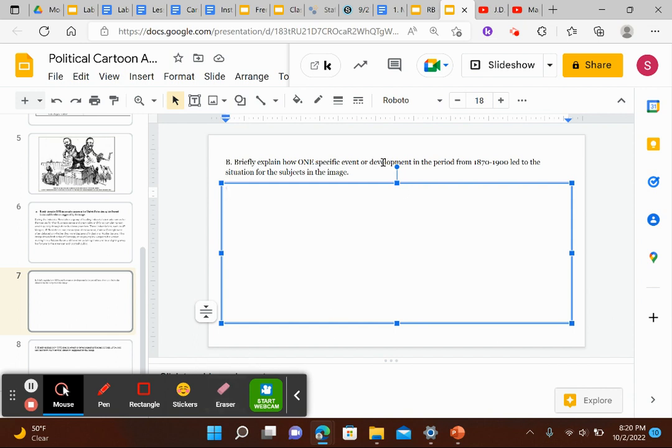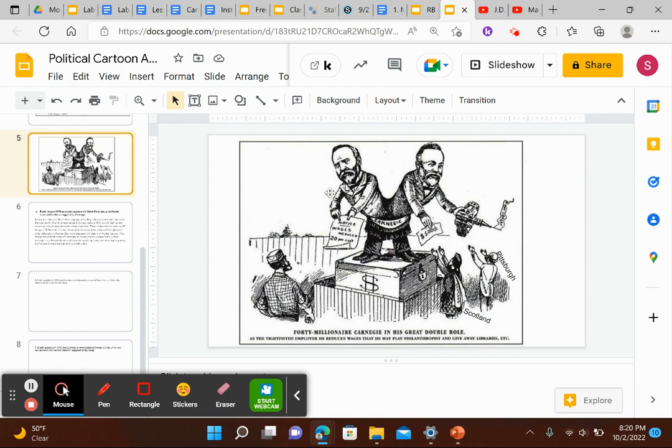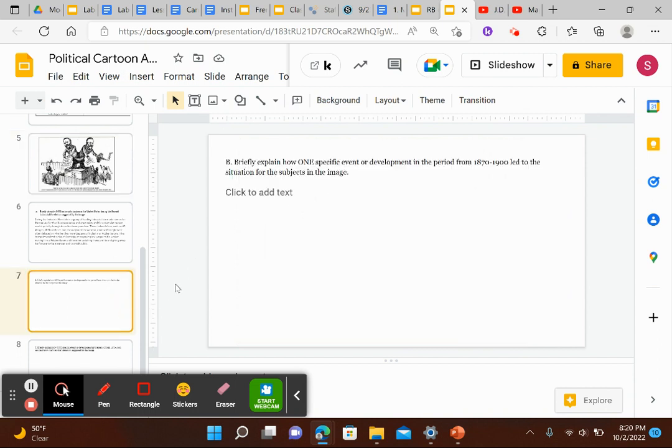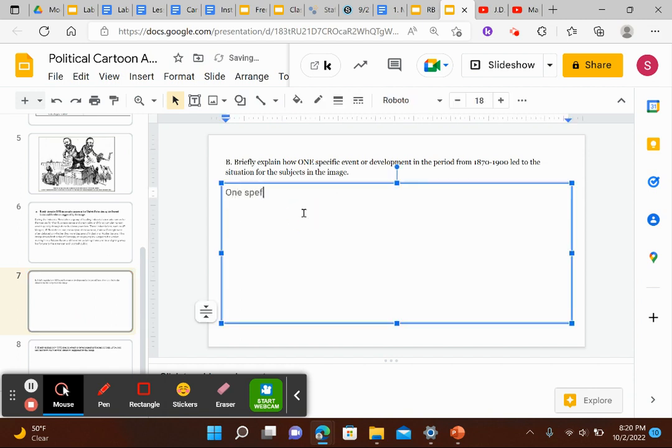So in this next question, where it's asking for a specific development from this period that led to this situation, where you see this two-person Carnegie, what I focused on was one specific event. Do you see how I'm using the prompt in my answer? The event that developed in this era that led to this situation of two Carnegies in the cartoon was the Homestead strike.